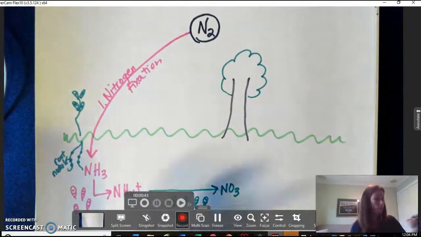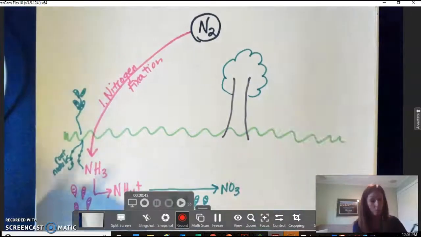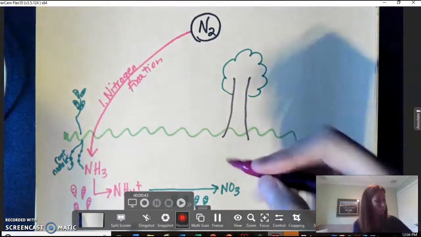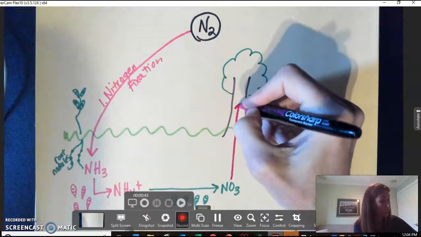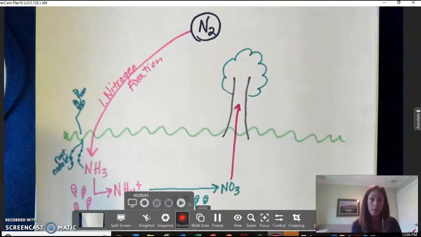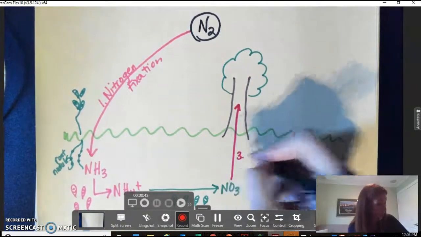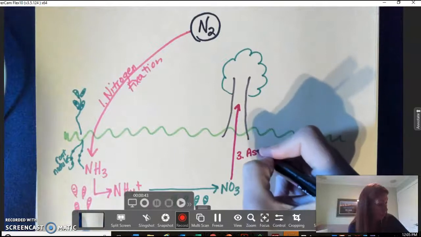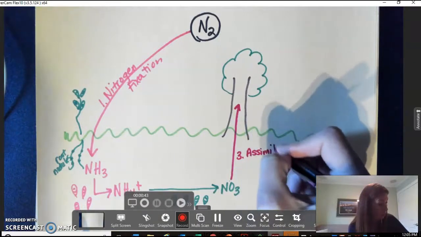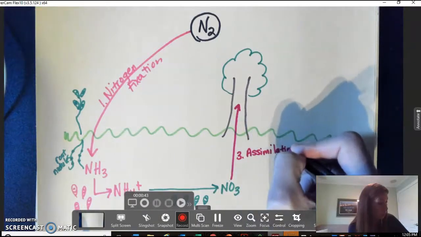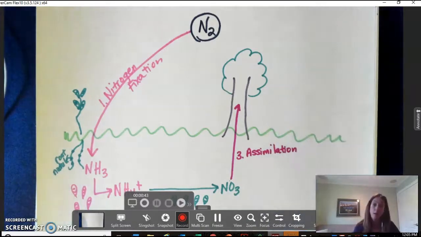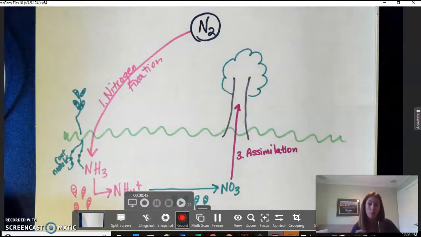So in this step, we have plants absorb that nitrogen. So that step is assimilation, where the plants can absorb that and then have it incorporated into their tissues so that it can be used by living things. Now, very similar to phosphorus, we have to get into plants first to get into living things.